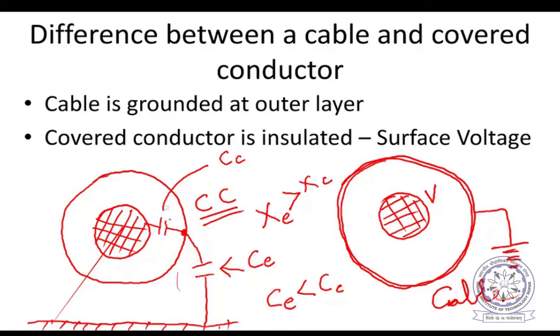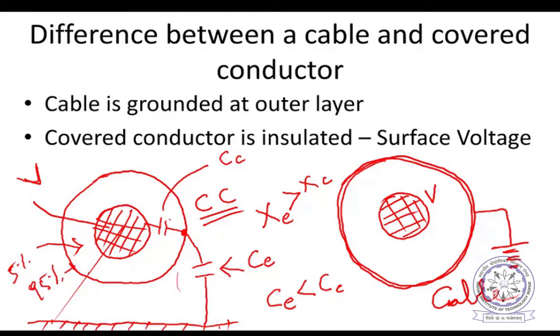So the potential drop in the conductor will be very small. So if the potential drop in the conductor is very small, what will happen? If the surface voltage is V, then the covered conductor voltage is V. In practice, only 5% of the voltage drop will be there in the insulation. So around 95% of the voltage will be there on the surface of this covered conductor.